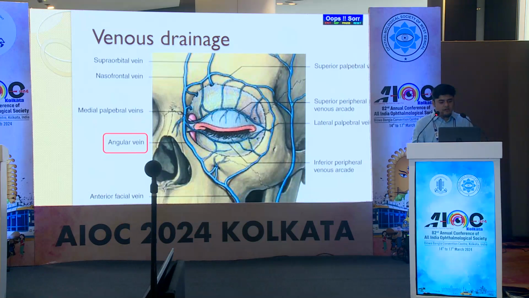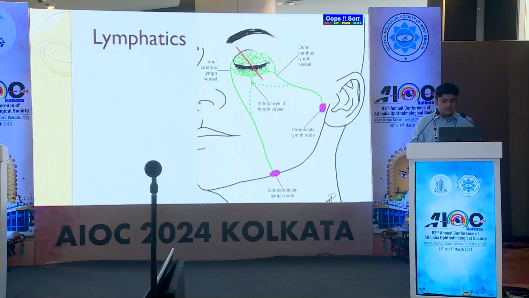In the venous drainage, we have to remember the angular vein, which is formed by the supraorbital vein and the supratrochlear vein. And here we can see that the angular vein actually lies in front of the anterior lacrimal crest, so in case of DCR surgery, if we are limited to our actual incision along the orbital rim of the anterior lacrimal crest, we should not damage the angular vein. That will cause bleeding.